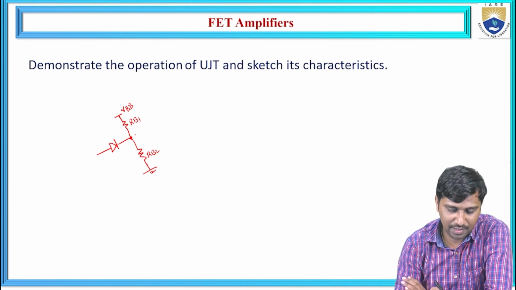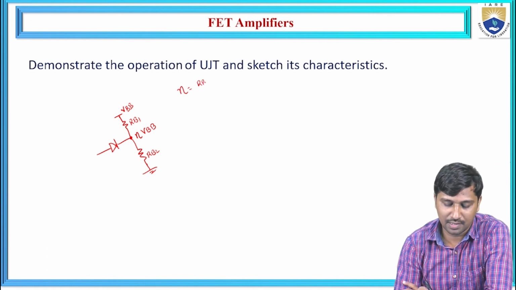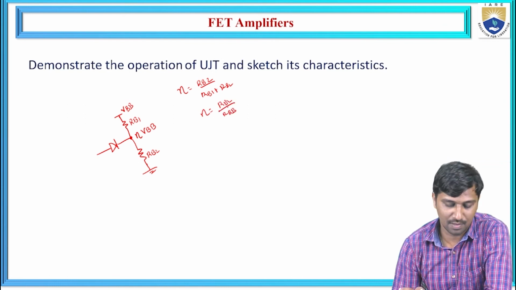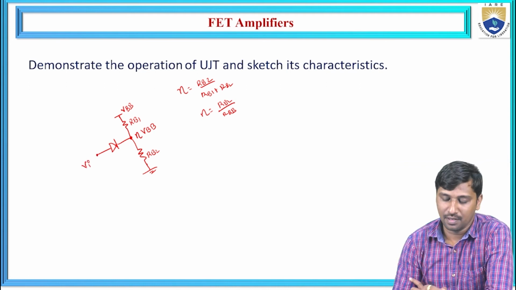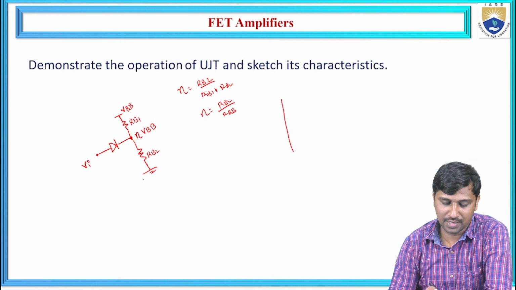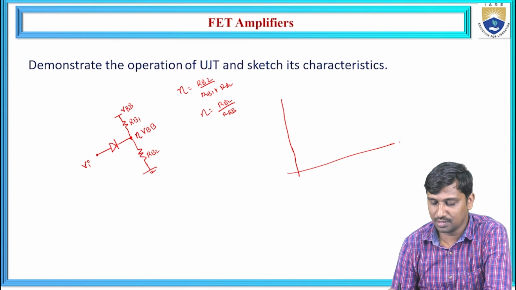We identified here it contains eta times VBB, where eta is the intrinsic standoff ratio, represented as RB2 by RB1 plus RB2. Hence, this eta is RB2 by the total bias resistance, that is RBB. Now here we need to pass the input voltage. Then you should explain this construction, and then you can explain the operation of this UJT.